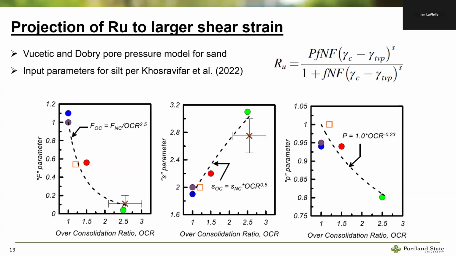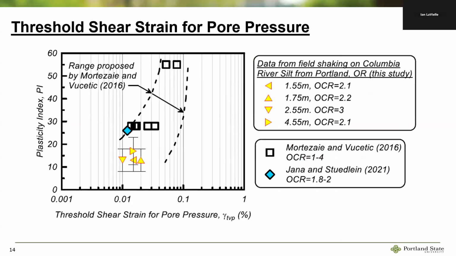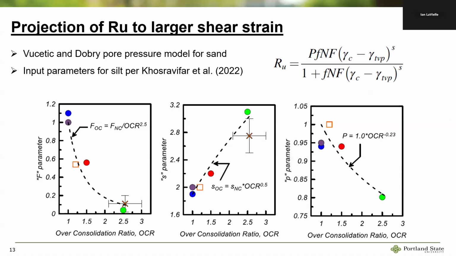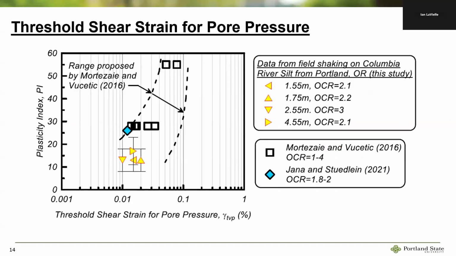And if you're not familiar with the Vucetic and Dobry sand model, this is r_u, and it's a function of number of cycles and your shear strain. All the other terms in this equation are constant parameters that we came up with an equation for, based on the data in our database. One thing I want to mention, because this relates to the field test that they did in 2019: this parameter here, gamma_tvp, is the threshold shear strain for developing pore water pressure. It's a pretty important parameter.